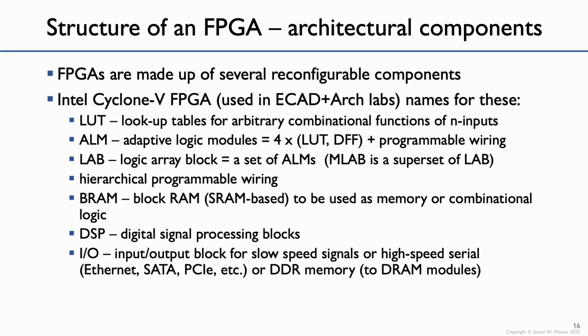There are, of course, I/O devices, so input and output pins for slow speed signals and high speed serial signals. So a lot of FPGAs support things like Ethernet, SATA, PCI Express and so on. And in fact, things like Ethernet and PCI Express at their lowest level, they use very similar serial communication protocols. So they'll use things like 8B/10B coding and other signaling, even though the higher levels of the protocol are quite different. FPGAs also have interfaces for DDR memories, in other words, high-speed DRAM modules.